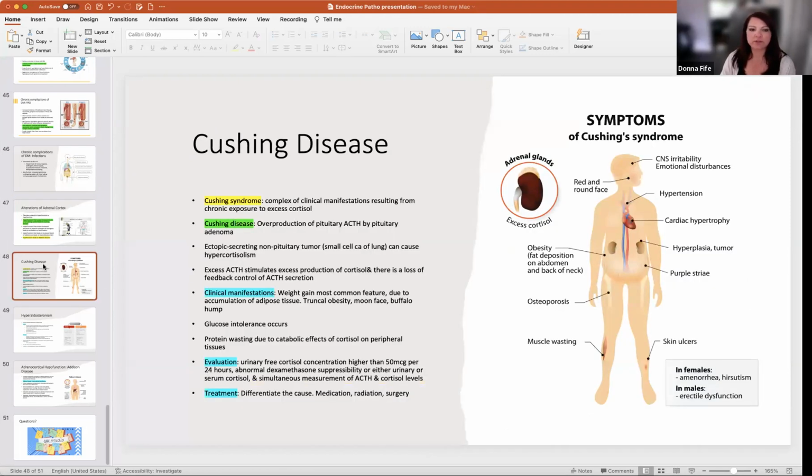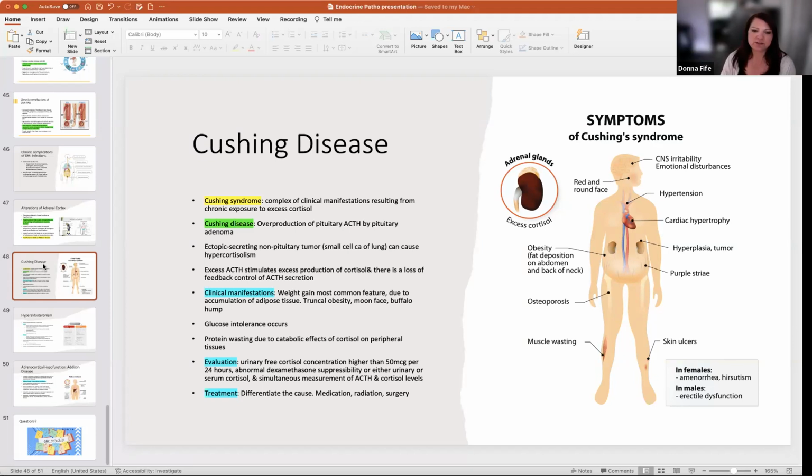All right, so let's go a little more over Cushing's. This is a complex of clinical manifestations resulting from chronic exposure to excess cortisol. Cushing disease is the overproduction of pituitary ACTH by a pituitary adenoma. An ectopic secreting non-pituitary tumor, such as small cell cancer of the lung, can cause hypercortisolism. Excess ACTH stimulates excess production of cortisol, and there is a loss of feedback control of ACTH secretion.